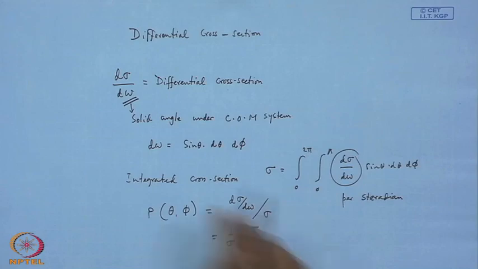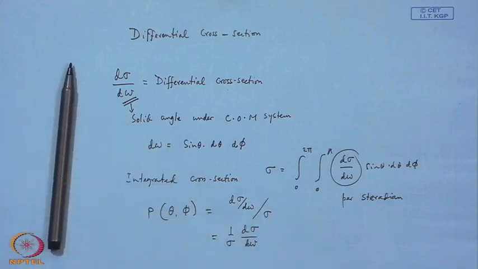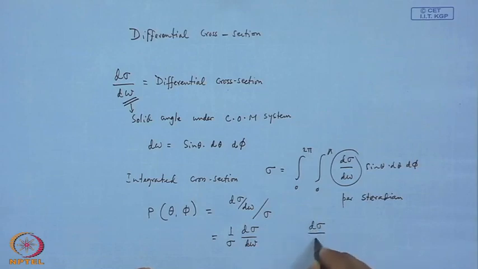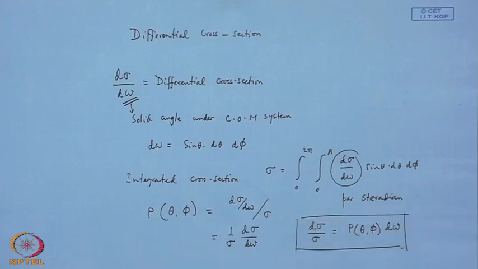Okay. So, what does this p mean? We can write d sigma by sigma as p theta phi d omega. It is nothing but the probability of finding the product scattered into solid angles between omega and omega plus d omega. So, in a given solid angle, the probability of finding your product is given by this p theta phi d omega, between omega and omega plus d omega.